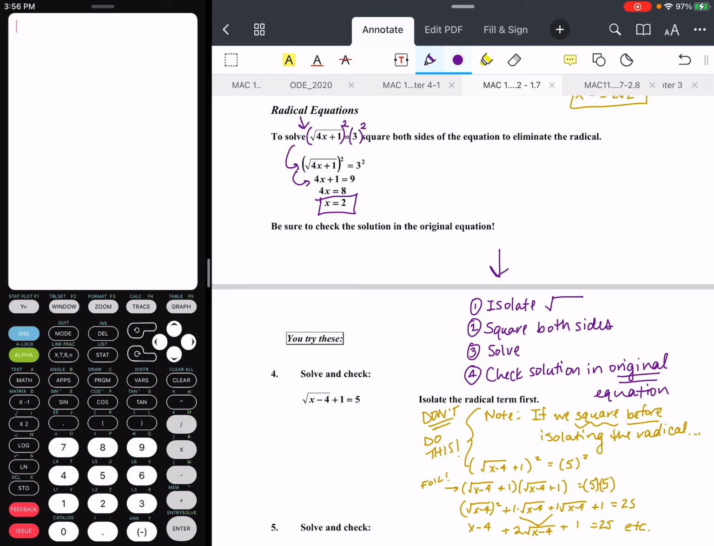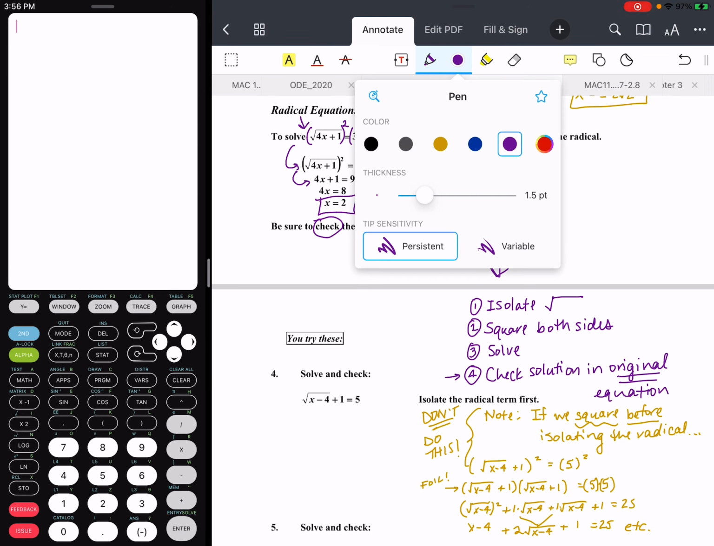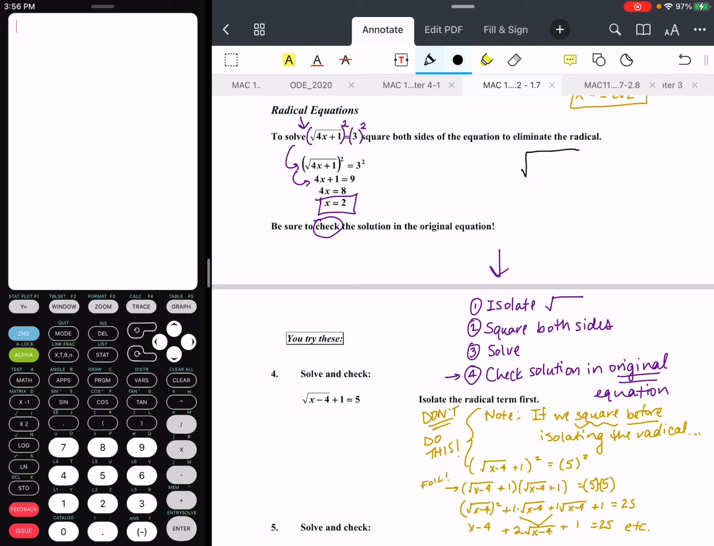So we squared both sides, we solved the equation, and then our final step is mandatory. This isn't where we're just like, oh, if you have extra time, check it if you feel like it. This is a mandatory check, and you need to check your solution in the original equation. So if you want to check your solution in the original equation, here's what it would look like. The original equation was square root of 4x plus 1 equals 3. So I'm going to erase that and replace x with my proposed solution, which is 2.